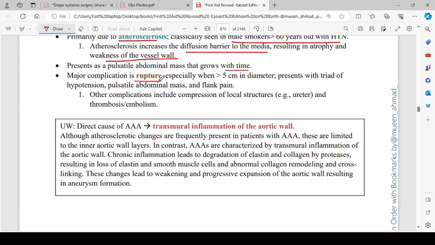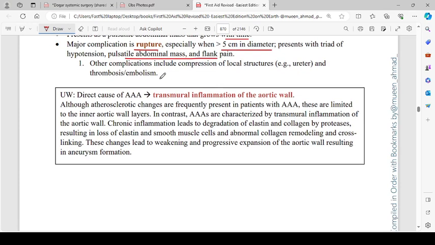Major complication is rupture, especially when more than 5 cm in diameter, presenting with a triad of hypotension, pulsatile abdominal mass, and flank pain. Other complications include compression of local structures, for example, ureter, and thrombosis and embolism.